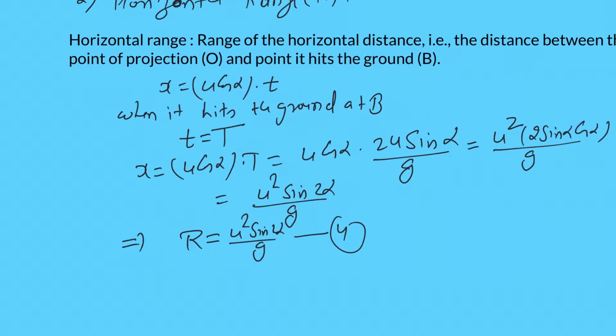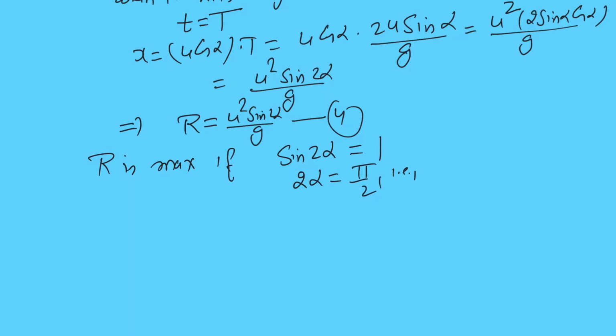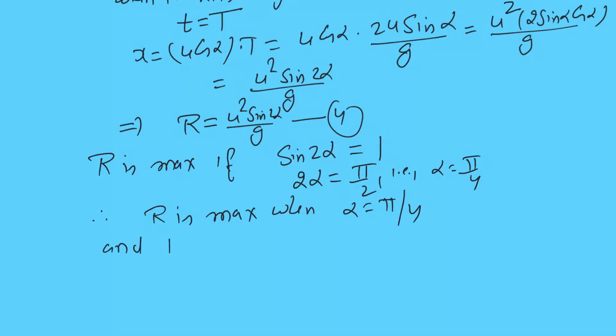So we will see this is the horizontal range, and this horizontal range R is maximum if sin 2 alpha has its maximum value, which is 1, and sin is 1 when the angle is pi by 2, that is, alpha is equal to pi by 4. Therefore R is maximum when the angle of projection is pi by 4.